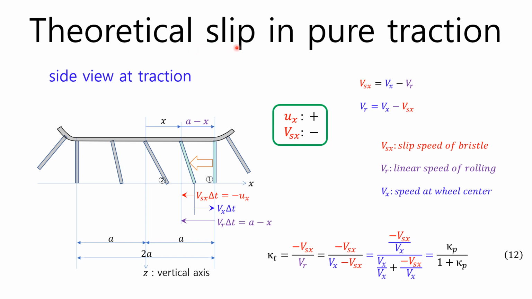The theoretical slip during pure traction can be expressed the same as the practical slip as shown in this figure. During traction, since the slip displacement Ux itself is positive, the slip speed Vsx is negative. Therefore, the theoretical slip kappa t is positive during traction. The theoretical slip can be expressed as equation 12 on the base of linear speed of rolling Vr. When the wheel is idling due to excessive traction, it can be seen from equation 12 that since Vsx itself has a minus value and Vr has the same amount of positive value as that of Vsx, the theoretical slip becomes 1.